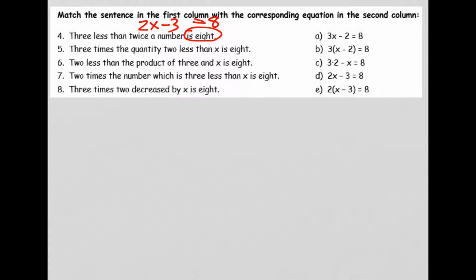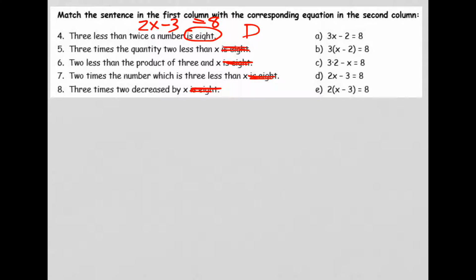Oh, look, it's D. All right, how about 3 times the quantity? The quantity is like a grouping thing. The quantity is a group. What is the group? 2 less than x. Remember, all of these equal 8, so we're not even going to read that because they all equal 8. We're just focusing on the other stuff.